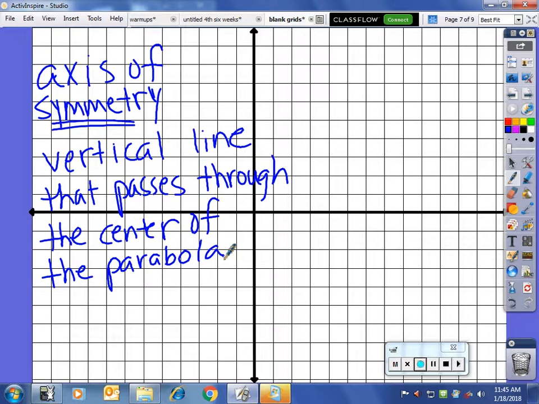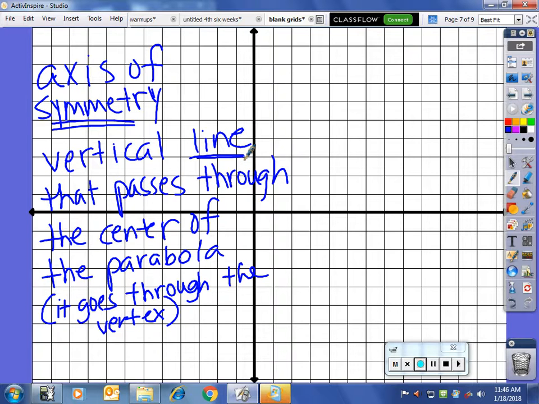And if it's going through right through the center, that means it has to go through the vertex. So we find it very similar to how we find the vertex. The only difference between this and vertex is axis of symmetry is not a point. It's a line. So you don't write it like a point like you do for vertex. You write it as the equation of a line. So keep that in mind.